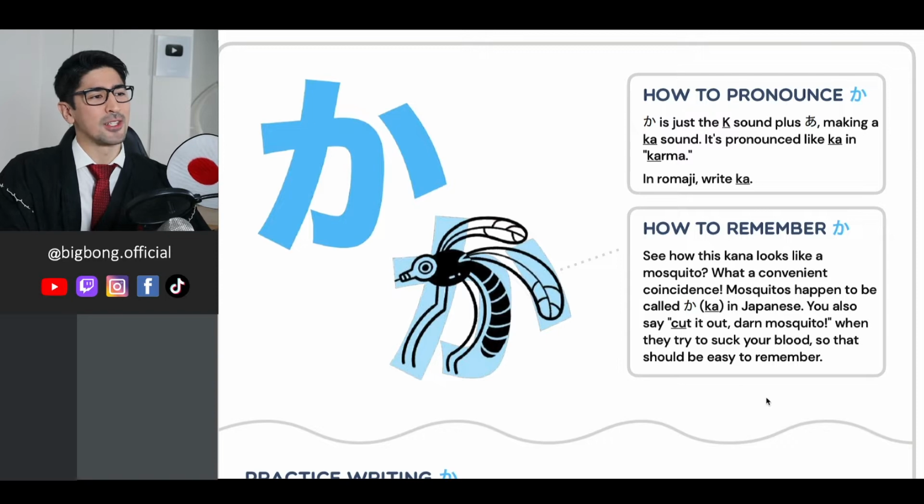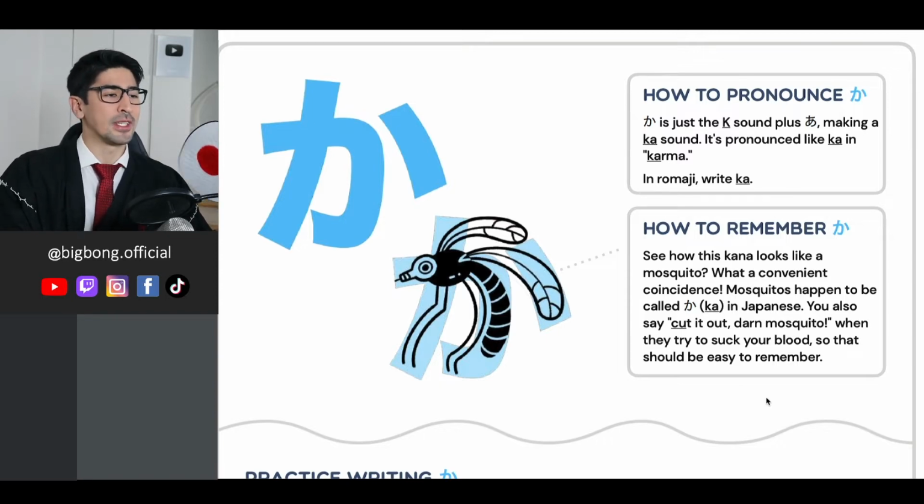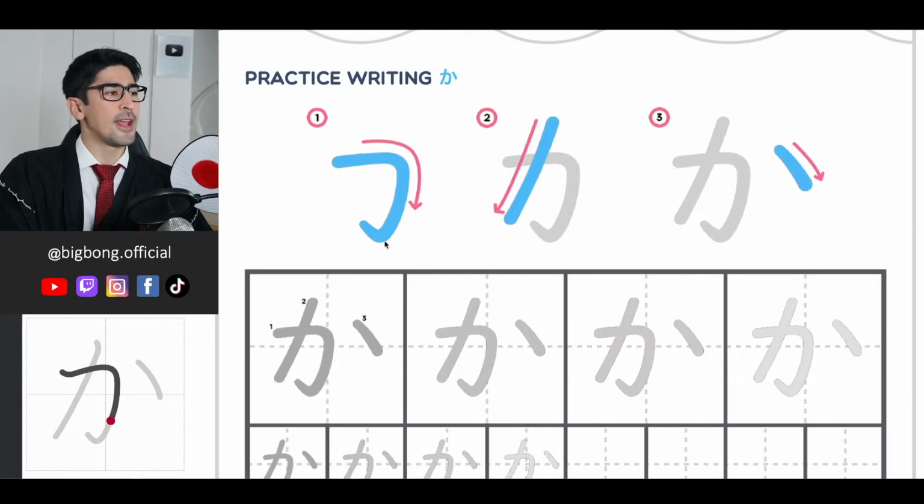See how this kind of looks like a mosquito? What a convenient coincidence. Mosquitoes happen to be called ka in Japanese. You also say, cut it out, darn mosquito, when they try to suck your blood. So that should be easy to remember. Ka. Yes, mosquito in Japanese is ka. 3 strokes. 1, 2, and 3.